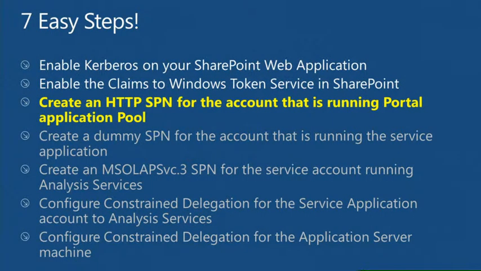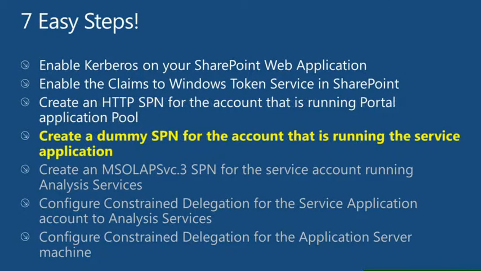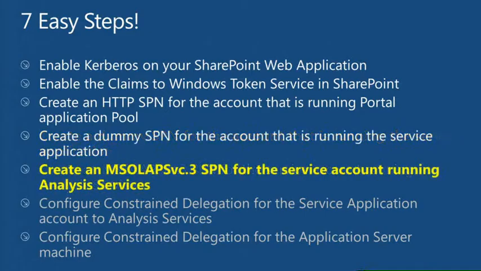The app pool that's running the primary web application, create your HTTP SPN for that. Dummy SPNs. This is like reporting services. Excel services needs these as well. I think some of Performance Point needs these. Go ahead and create them. If you are running analysis services, there is a well-known analysis services SPN, MSOLAP SVC.3. Use that one. But this, again, is only if you're running analysis services.